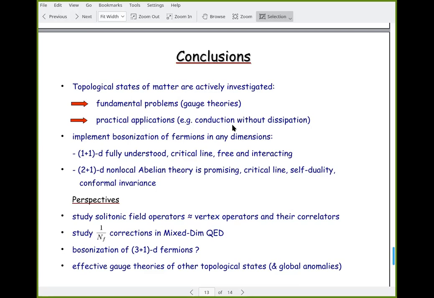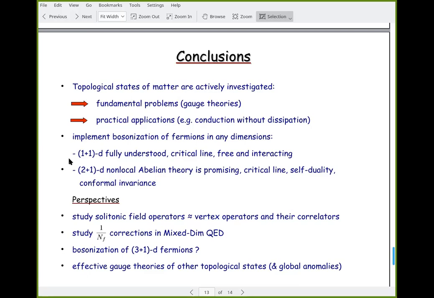And so these edge excitations or boundary excitations do not interact. In particular, they conduct without dissipation. So in principle, you can make a perfect conductor with this material. So it's very important. And so what I was insisting on in this seminar is the possibility to bosonize fermions in any dimension. So in 1+1 dimensions, it is fully understood.